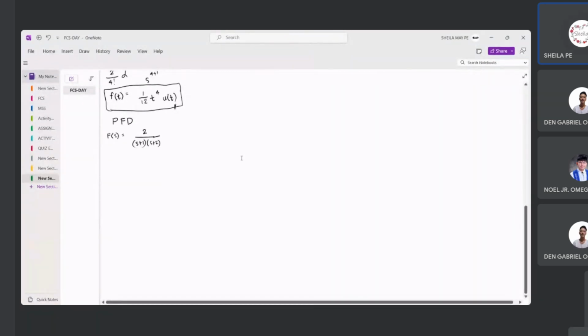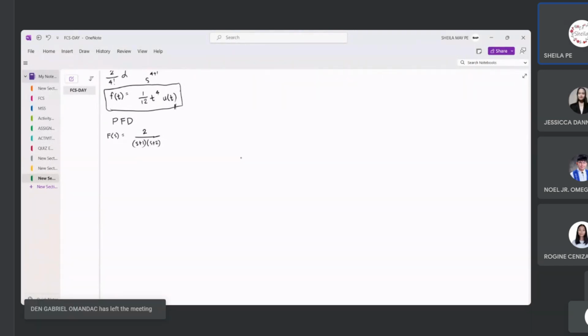Okay. In here we have 2 over (s plus 1)(s plus 2), from the book. Now, if you're given an F of s which has non-repeated roots, class, because they don't have the same value, our roots. One root is negative 1, and the other root is negative 2.